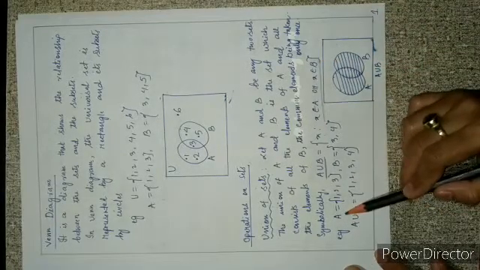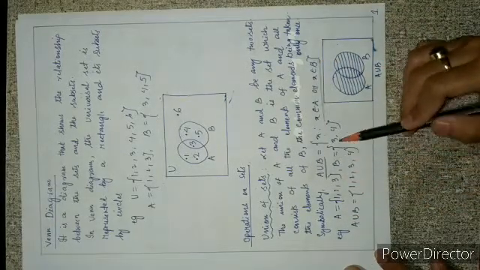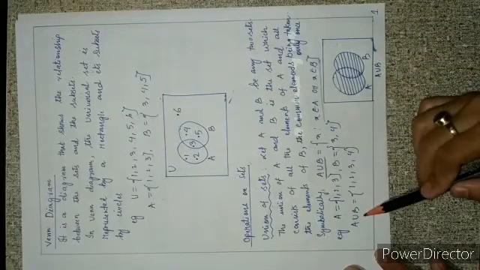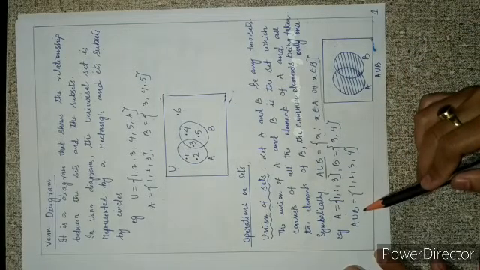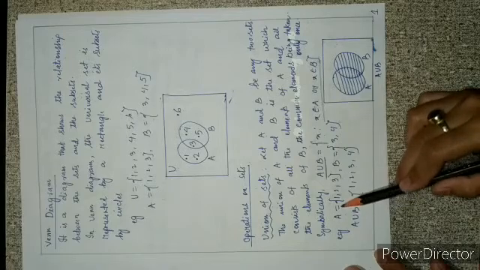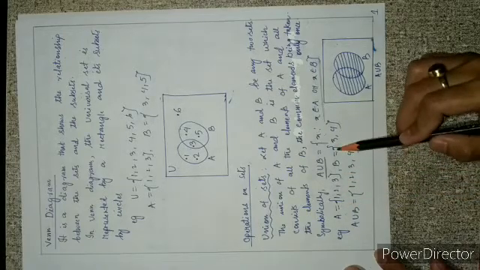Example, set A elements are 1, 2, 3, set B elements are 3 and 4. And so the union of A and B. Union of A and B is the set of all the elements of set A and elements of set B.